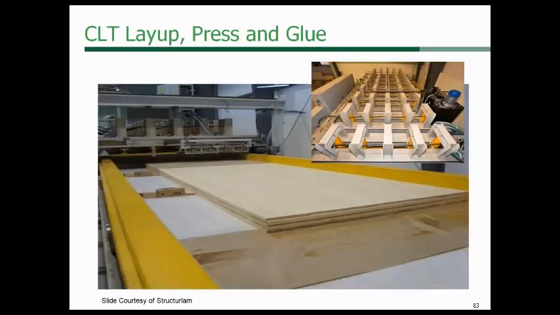So you can see it's glued, and then a pressure is applied to it. And the shrinkage through the thickness of the panels is minimized because they do kiln dry the boards before they glue them and laminate them. So that provides some dimensional stability.